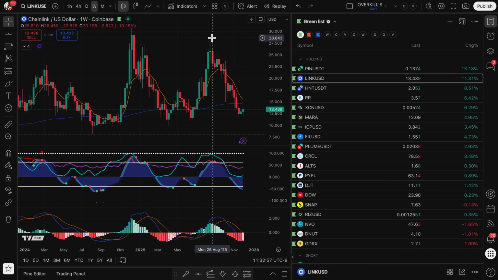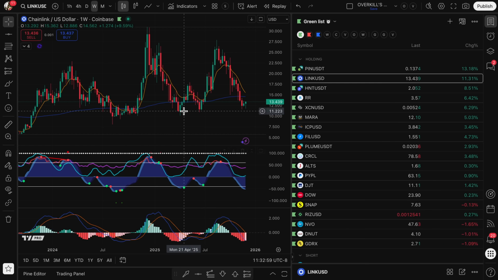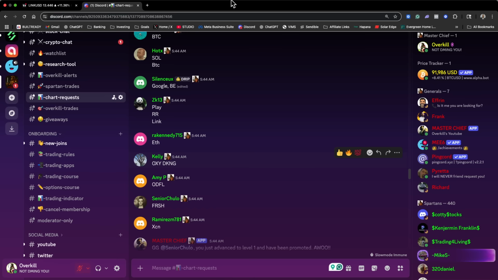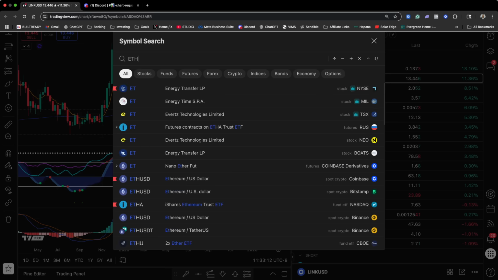What happened? We went from 13 up to 28. Same thing here in April, $12 up to 28. Same thing right here in September, $10 up to 30. That was a 200% move. So again, just wait on that weekly.